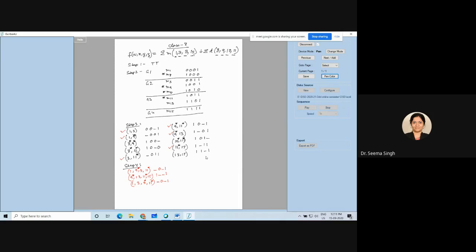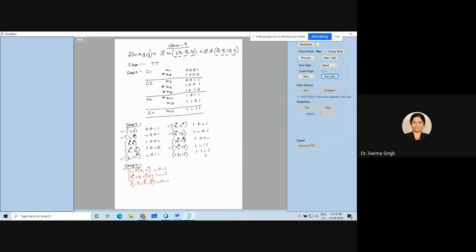Next, which one do I have? I have 8, 10 and 13, 15. Okay. Now 8, 10 and 13, 15. Can they be paired?